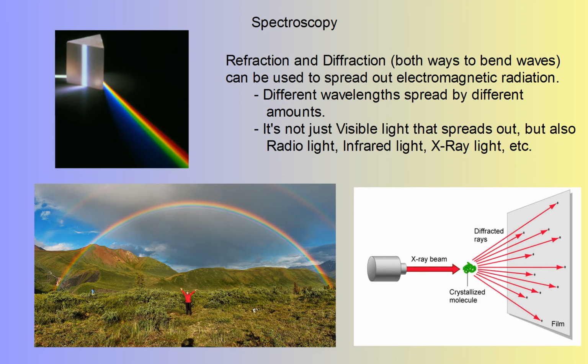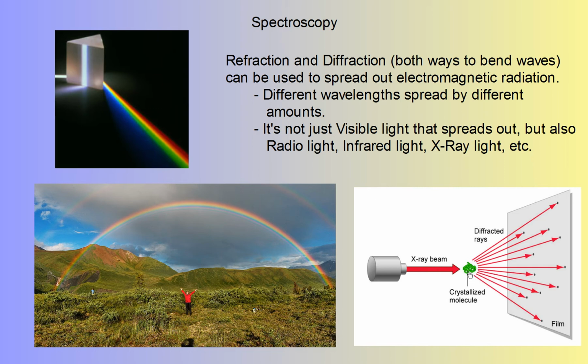Oh yeah, this is another example of light refraction through raindrops. They act kind of like prisms. You can get the beautiful rainbow. And as you can see in this diagram, it's not just visible light that can be bent and spread out. It's all forms of light.